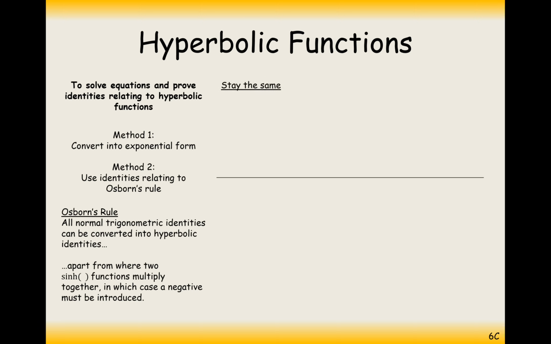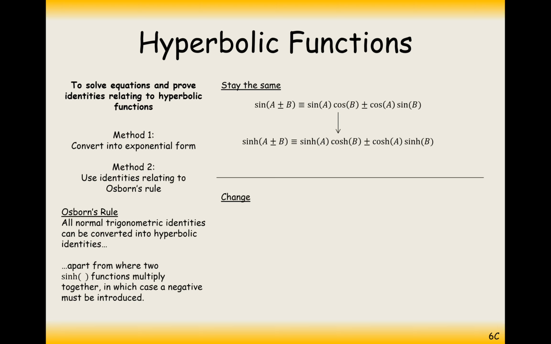So let me show you some examples of Osborne's rule. An example of an identity that will stay the same is this expression here. You can convert this trigonometric identity into a hyperbolic trigonometric identity just by putting h's at the end of all of your trig expressions. The reason you can just do this is because there are no sines that are multiplying together. We've got a sine multiplying by a cosh, which is fine. We've got a cosh multiplying by a sine. That's fine.